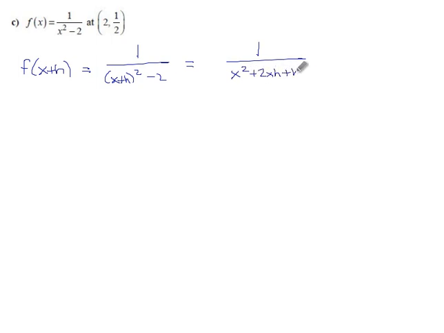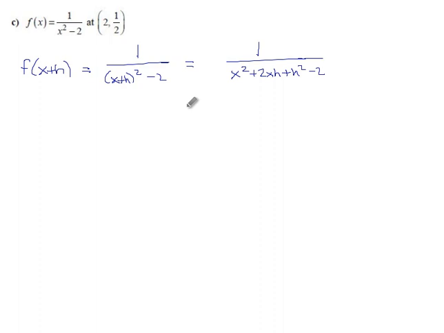Derivative from first principles once again. They give us f of x. We need f of x plus h also, which means everywhere there used to be an x, put x plus h instead. So we get 1 over x plus h squared minus 2, which is 1 over x squared plus 2xh plus h squared minus 2.